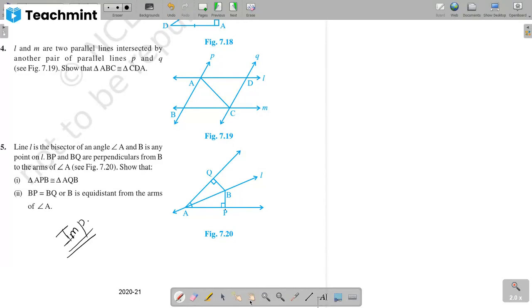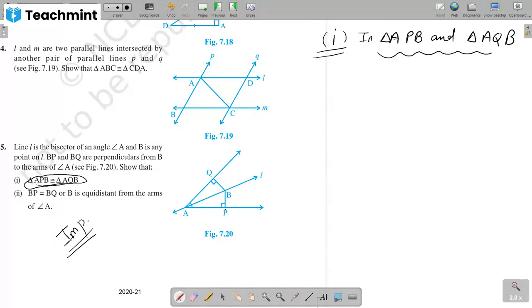Here we are given the figure, so we will use the same figure and prove that these two triangles are congruent. So the first part is to prove that these two triangles are congruent. We will consider these two triangles only. So we will write in triangle APB and triangle AQB. Now this is simple, right?